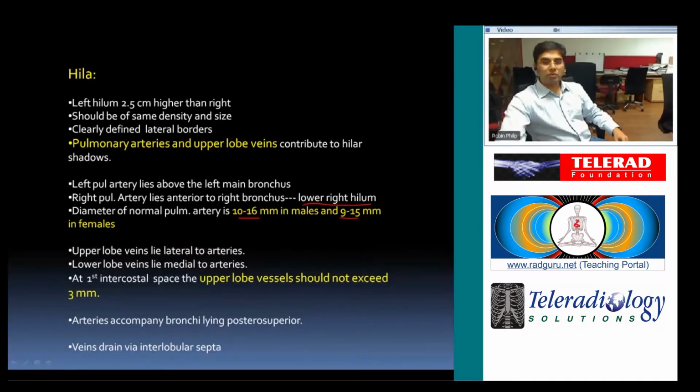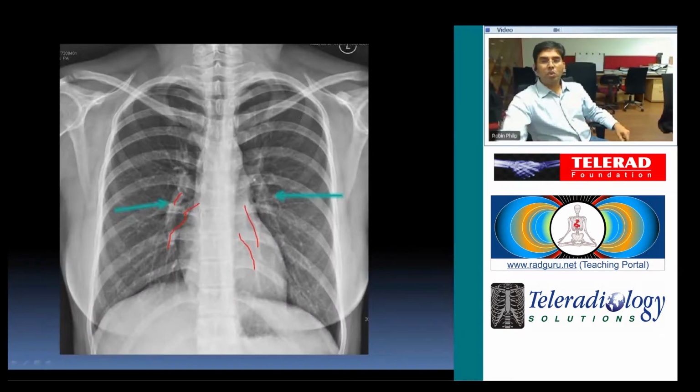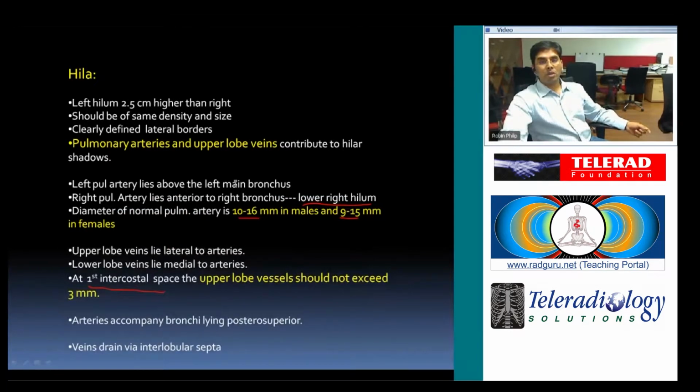That is the location of the pulmonary veins. And one more important thing: at the first intercostal space, the upper lobe vessels, let it be artery or vein, this is the first intercostal space, should not exceed 3 mm. The diameter of the vessel should not exceed 3 mm. So whenever there is an increase, that is cephalization, pulmonary venous hypertension or cephalization can be called. Right? And the arteries accompany the bronchi in the interstitium.